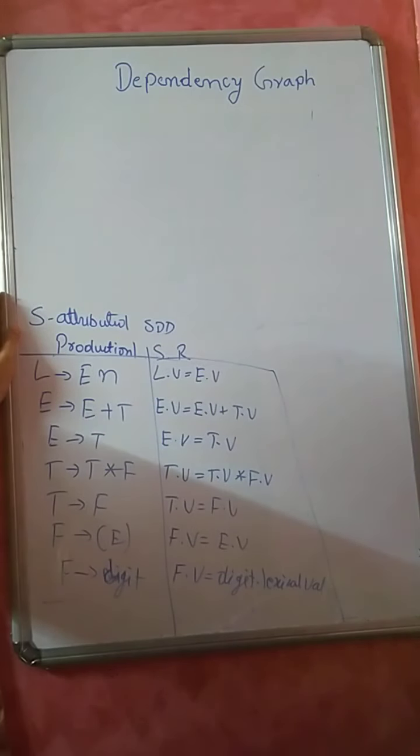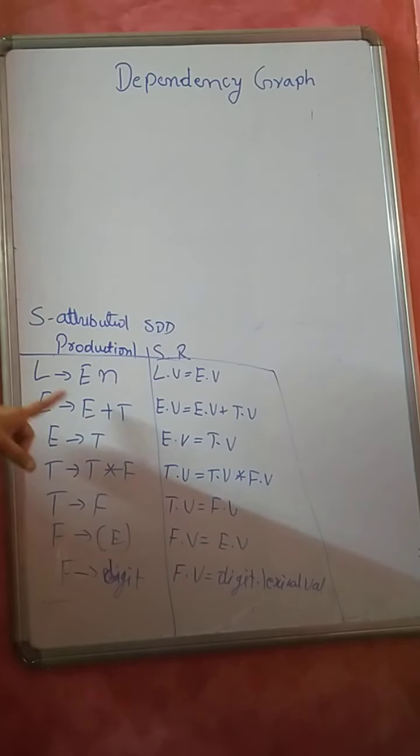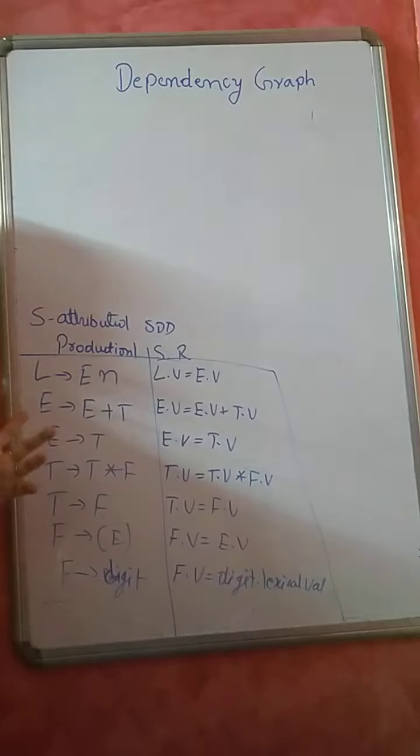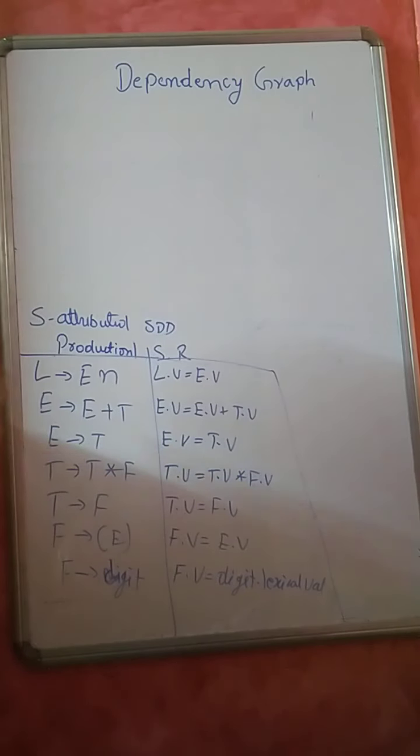S attributed SDD is an SDD where all the attributes associated with a grammar symbol depend on the values of their child nodes or on itself. And L attributed SDD is an SDD where the attributes of the grammar symbols depend on the values of their parent or their siblings or on itself. And this is an example of an S attributed SDD.